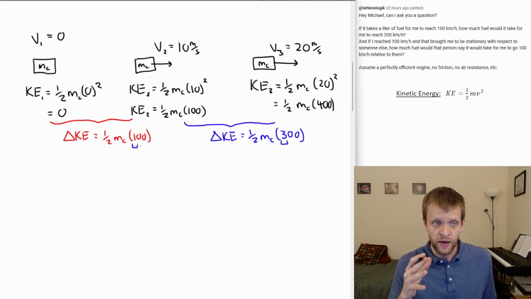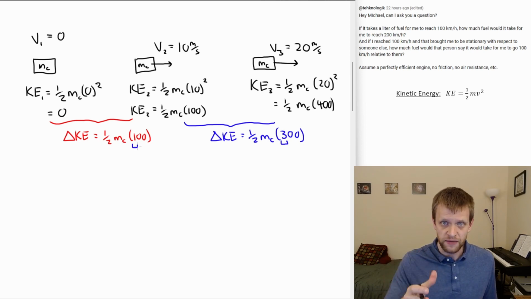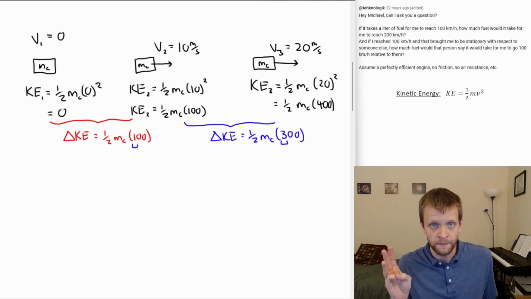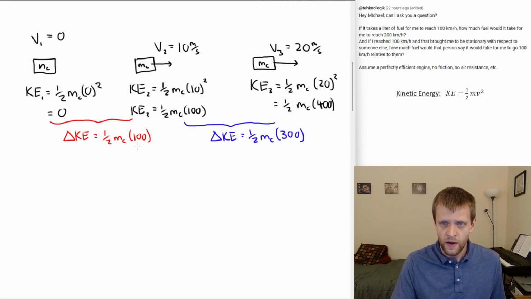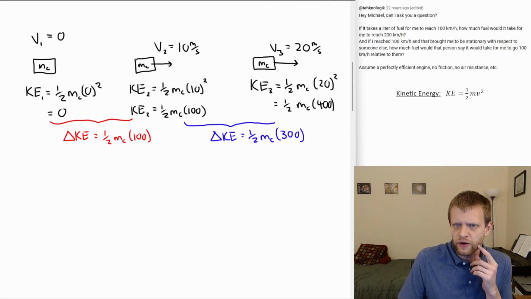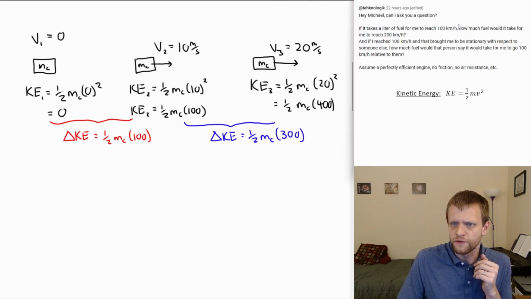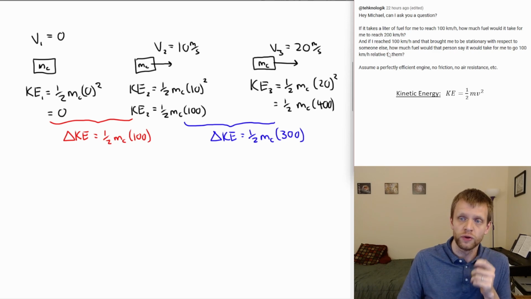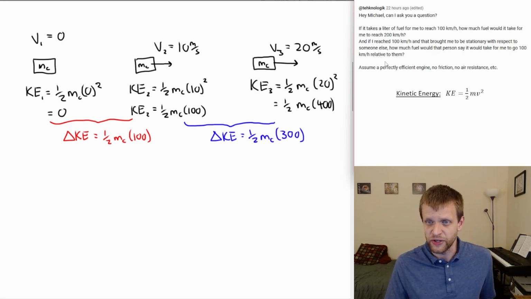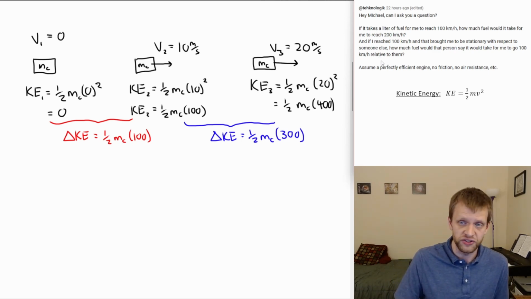So to go from 0 to 10 meters per second, it takes a certain amount of energy. To go from 10 meters per second to 20 meters per second, I need 3 times more energy than I needed for that first segment. Okay. But here's where the apparent contradiction comes in. So for this part, we're saying, if I reached 100 kilometers an hour and that brought me to be stationary with respect to someone else, how much fuel would that person say it takes me to go 100 kilometers an hour relative to them?